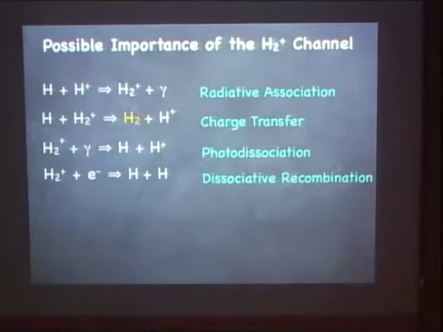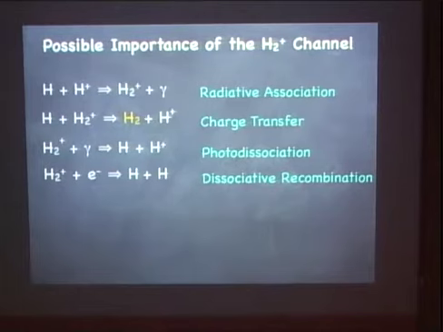All right, so let's consider one more molecular ion, that is H2 plus. Another way to make H2 is through this mechanism, where we first start with H and a proton, and they radiatively associate to make H2 plus. And then the H2 plus collides with hydrogen to charge exchange to make H2. This is called the H2 plus mechanism or channel.